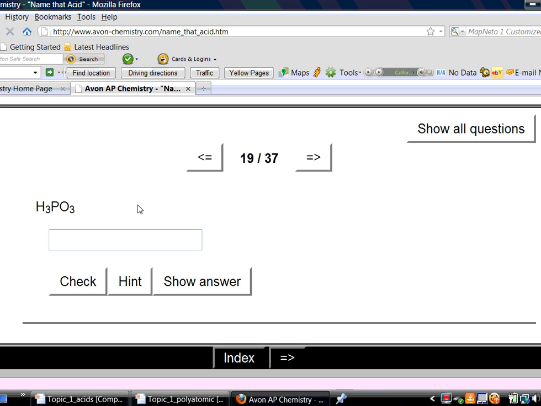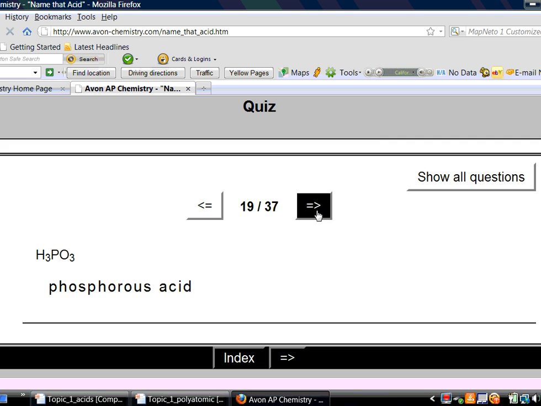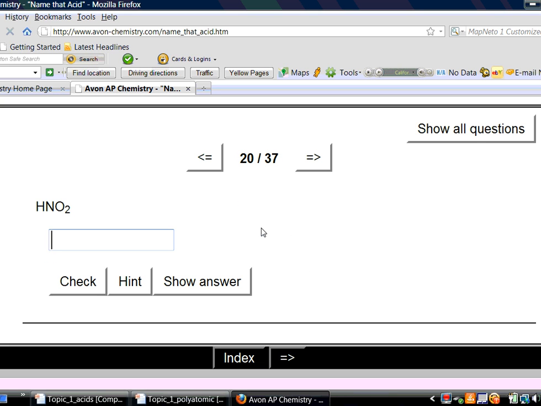Try to name H3PO3. Hopefully you recognize that we have one less oxygen than our PO4 counterpart, which is phosphate, so we're actually looking at phosphite. So we'll call this phosphorous acid. HNO2, try to name that. We have one less oxygen than our nitrate, so we have nitrite, so this should be nitrous acid.